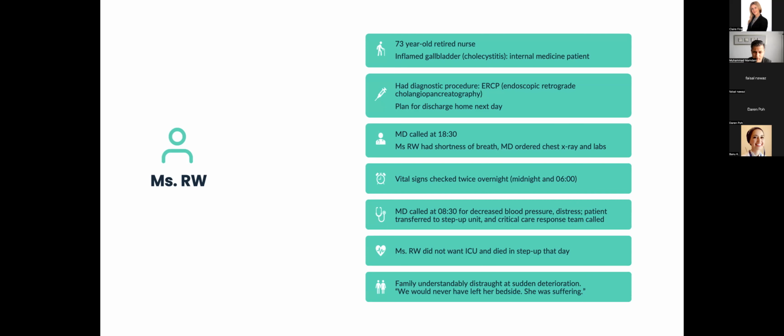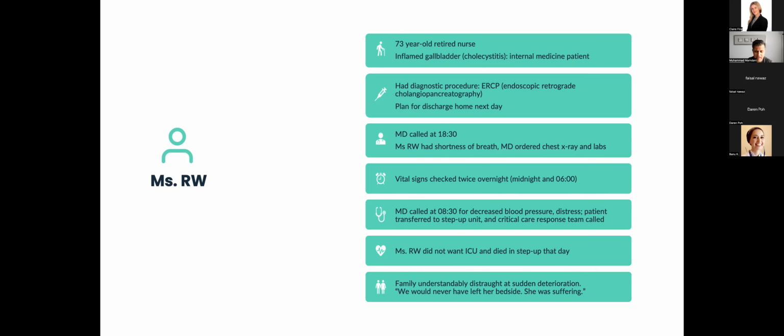Unfortunately, the physician was called that evening. The patient had shortness of breath, so the physician ordered a chest X-ray and labs. The vital signs were checked twice overnight. And the next morning, the physician was called for decreased blood pressure. Blood pressure suddenly dropped, the patient deteriorated, and unfortunately, she died that day.